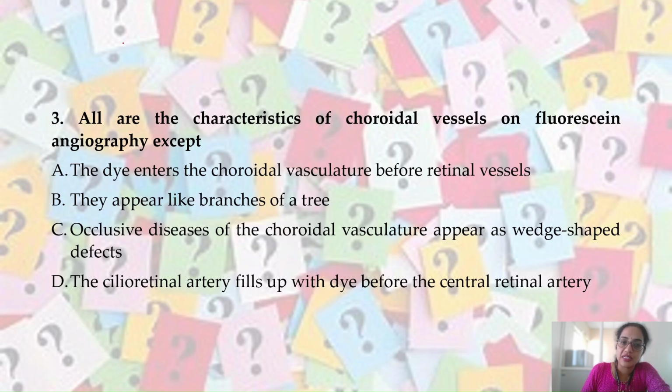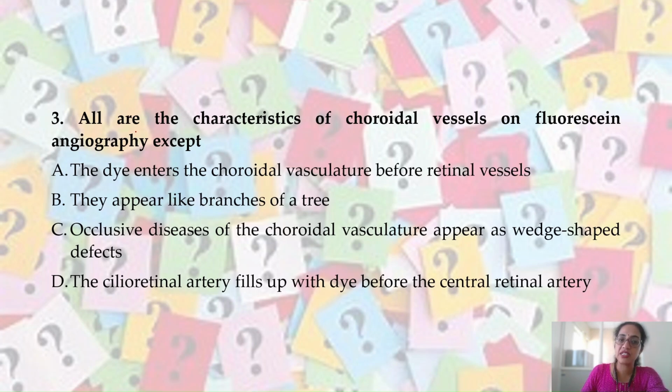So what are the characteristics of choroidal vessels on fluorescein angiography? Fluorescein angiography is an invasive test in which a dye called sodium fluorescein is given intravenously, and the pictures of the retina are captured through a blue filter. Okay, so this property of the dye to absorb one wavelength and to emit the other is known as fluorescence. Okay, so it absorbs blue light and emits green light.